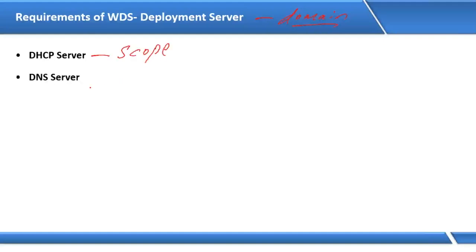Next we require DNS server. Try to understand this one. We require DNS server. And what is the work of DNS server? If anyone is asking you, sir, what is the work of DNS server? Why do we require DNS server, sir? Resolving the name to IP address and IP address to name. Very good. Now give this answer. What is the work of DNS server in domain model? What does it contain?